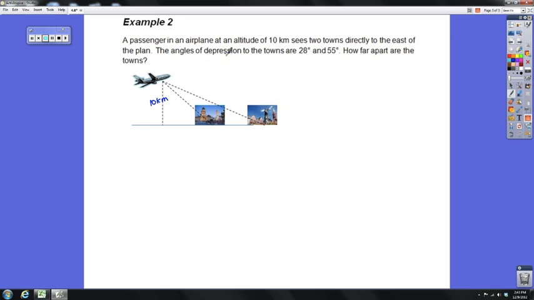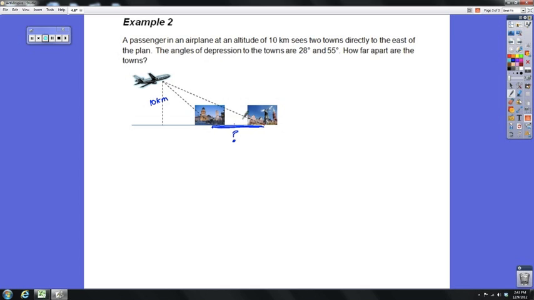The angles of depression to the towns are 25, no, sorry, 28 and 55. How far apart are the towns? So ultimately, I'm wanting to know this distance right here. I want to know how far apart the towns are. So it's going to take a few steps to get there.